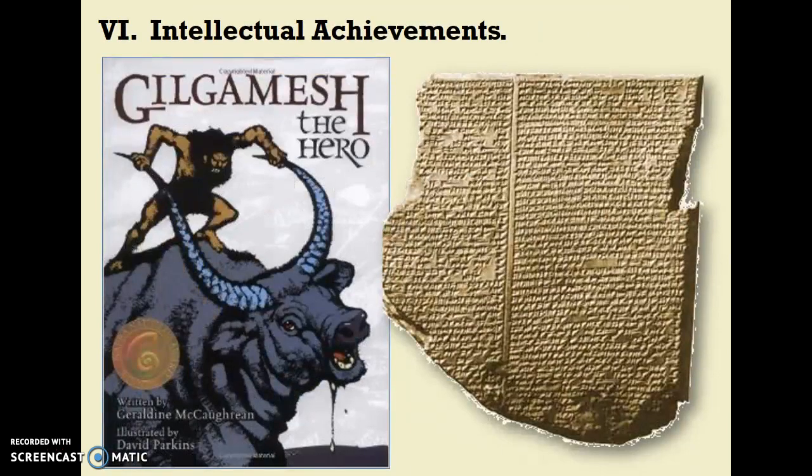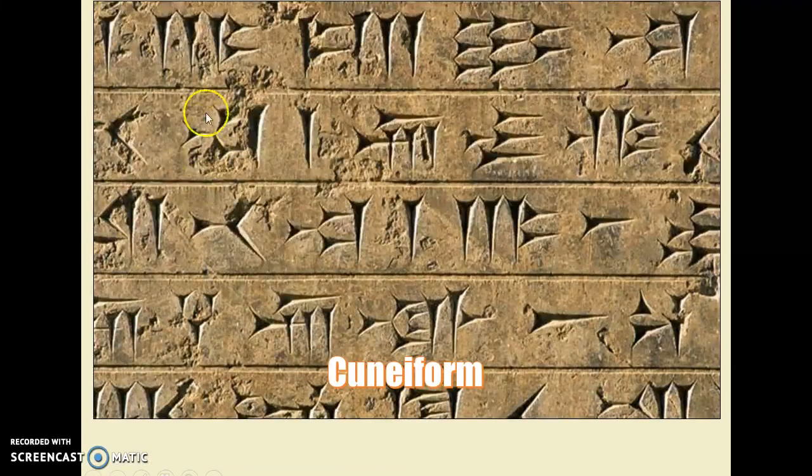Intellectual achievements. They developed a system of writing, which you can see here, and you'll see a better picture coming up in a second, called cuneiform, C-U-N-E-I-F-O-R-M. And also one of the world's first stories, the Epic of Gilgamesh, which is one of the earliest works of literature in the world. It was basically a book of long poems of myths and legends about this guy named Gilgamesh, trying to find his way in the world, taking on different challenges to prove himself and be legendary. Here is cuneiform.